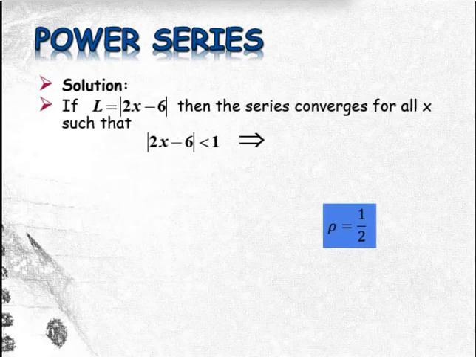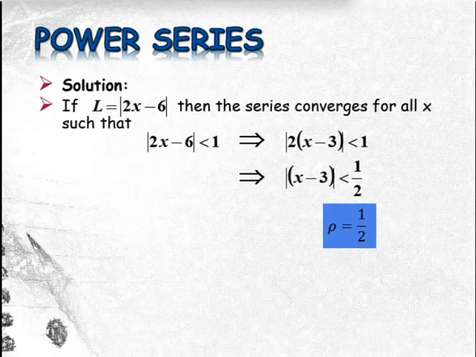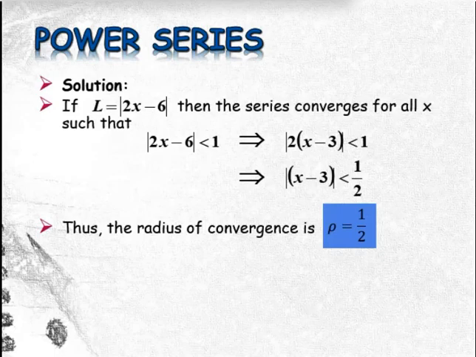By factoring, we will end up with 2 times the absolute value of x minus 3 must be less than 1. Division will give us the absolute value of x minus 3 must be less than 1 half. Okay? And after that, we say that the radius of convergence is equivalent to rho, which is 1 half.